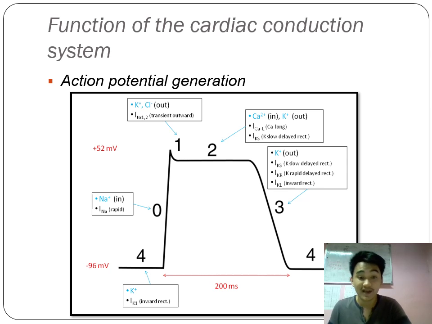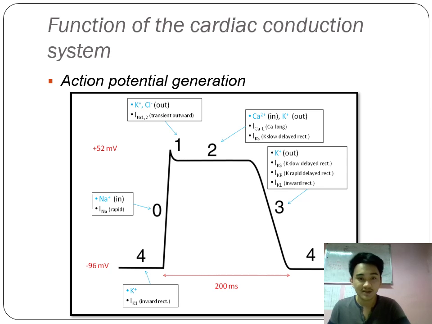Going back to this graph, we have four phases. Let's start with phase 4, which is the resting phase. In phase 4, we have our membrane potential at negative 96 millivolts. We call this membrane potential the resting membrane potential, which is usually negative for cells.